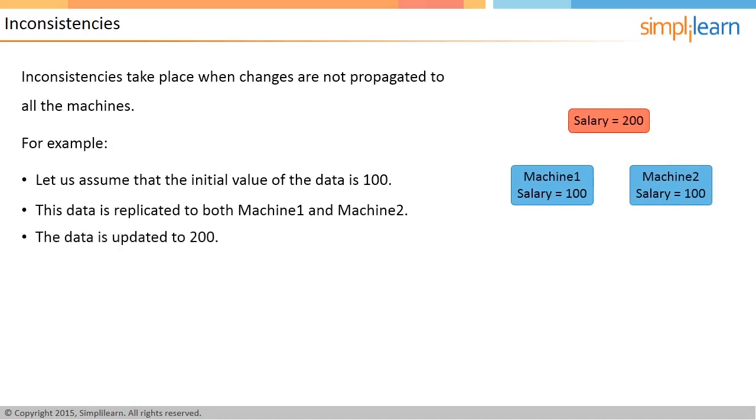In such a situation, if a process A reads from Machine 1 while process B reads from Machine 2, each process will get two separate values of the salary data. This leads to inconsistencies.